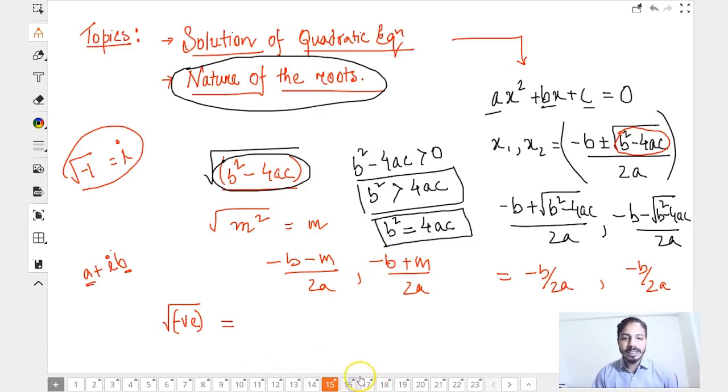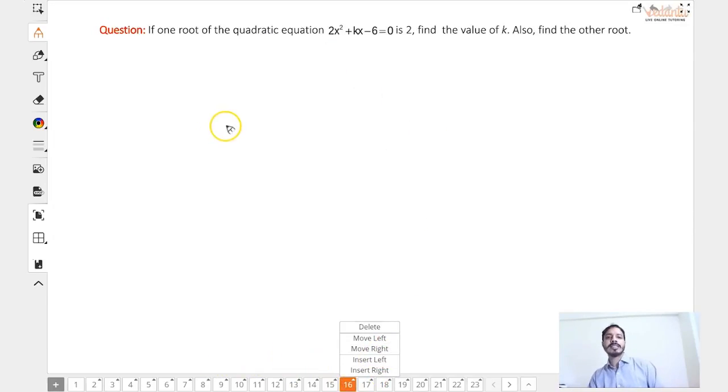Okay, so now let me take a few problems in this. So here I have a problem which says, if one root of this quadratic equation is 2, find the value of k. Also find the other root. So now if 2 is one of the roots, what will happen? If I put this value, this should be valid.